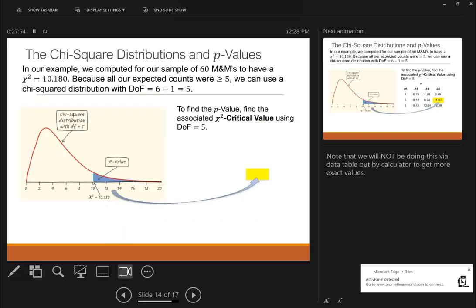Alright. So this is the same picture that I just drew, right? So here we have our chi-squared calculated, the 10.18 that we calculated earlier. The shaded area under the curve is the p-value. This is the 5 degree of freedom chi-squared distribution. I went to my table to look up the critical value at 5% for a 5 degree of freedom chi-squared distribution. So that chi-squared critical value was 11.07.